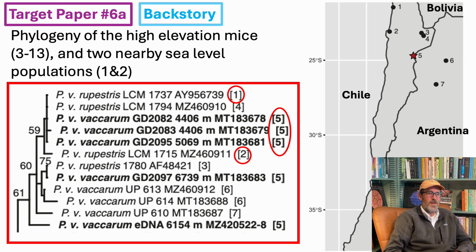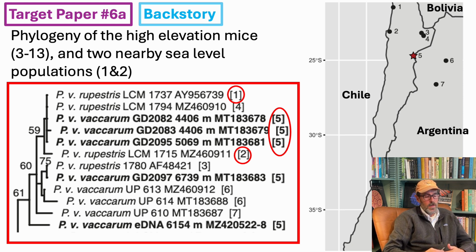I suppose the Chilean biologists were like, you idiot, that's much further than that. But it's relatively close compared to other volcanoes. So 5 and 1 are on a polytomy in the phylogeny, basically identical cytochrome B sequences for the primers that they were able to amplify.